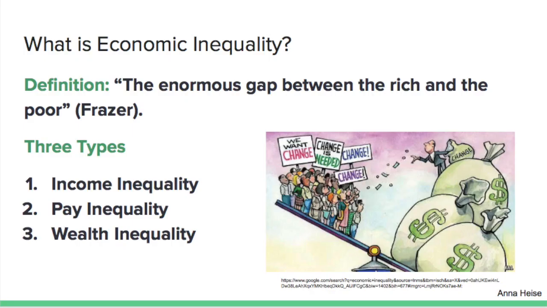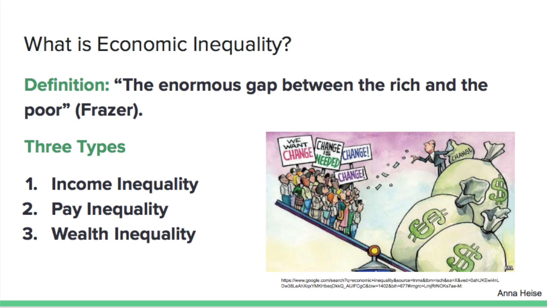So what is economic inequality? According to Coral Celeste Frazier, who has her MA in sociology from Princeton University, economic inequality is the enormous gap between the rich and the poor. There are many factors that create this gap, including the three most important factors: income inequality, pay inequality, and wealth inequality.